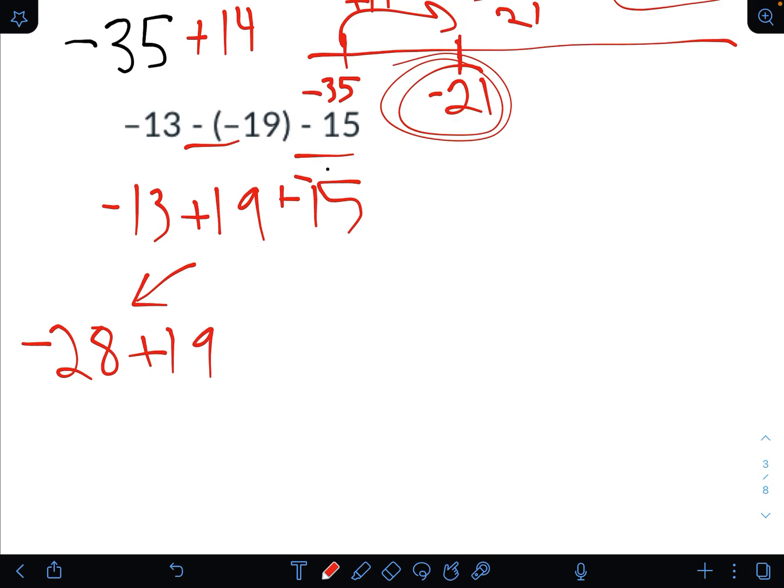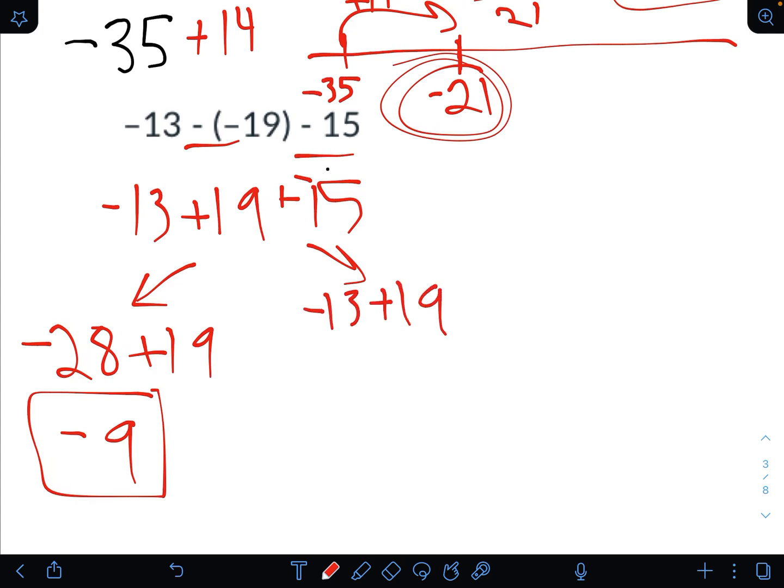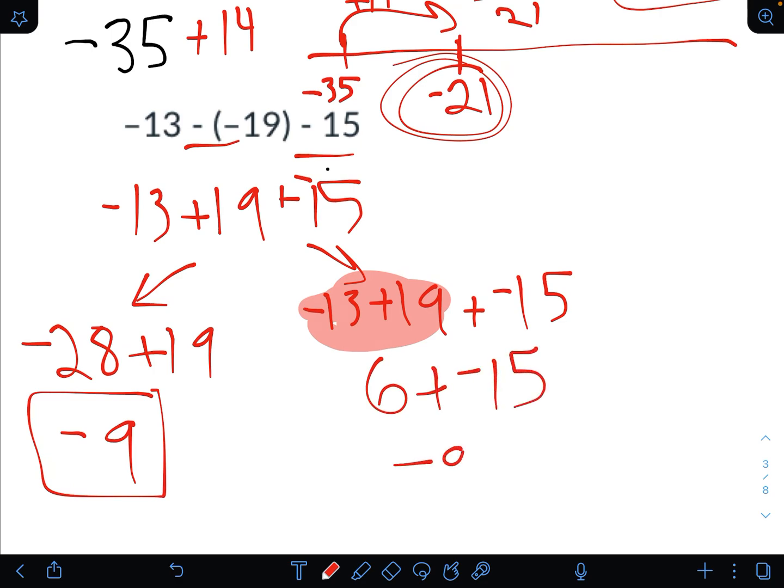So do the math on that. Pause it and do the math. After you do the math, then I'll tell you the answer. Okay, the answer is negative 9. Or you could just go left to right. If I have negative 13 plus 19 plus negative 15, do negative 13 plus 19. That gives you a positive 6. Positive 6 plus negative 15, also a negative 9. Okay, good work, yo.